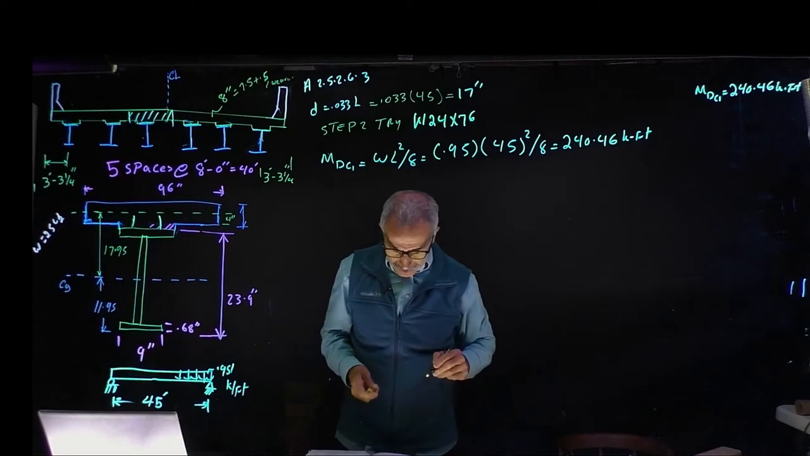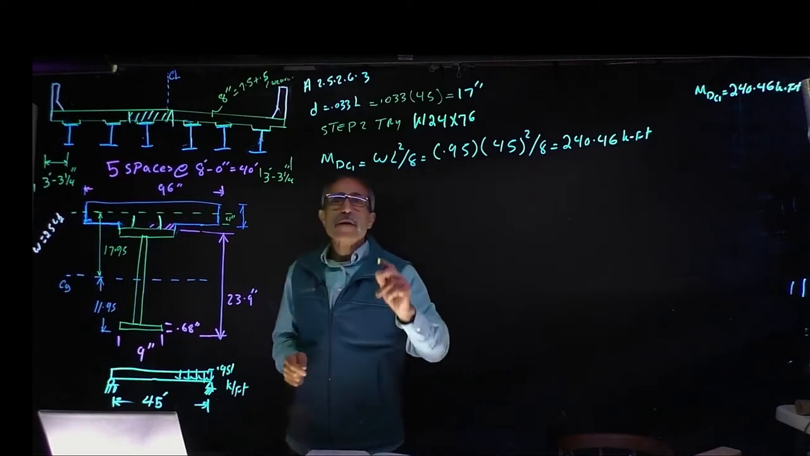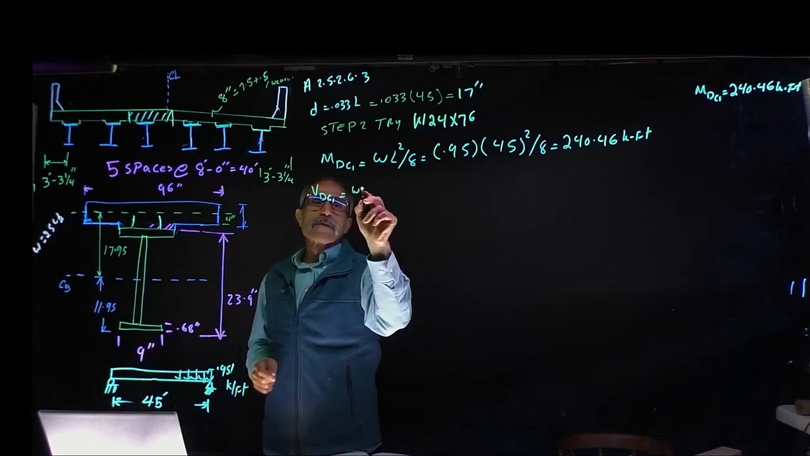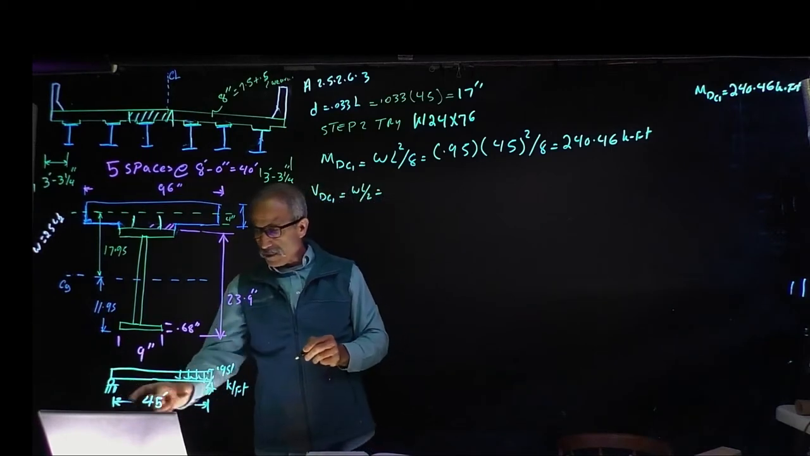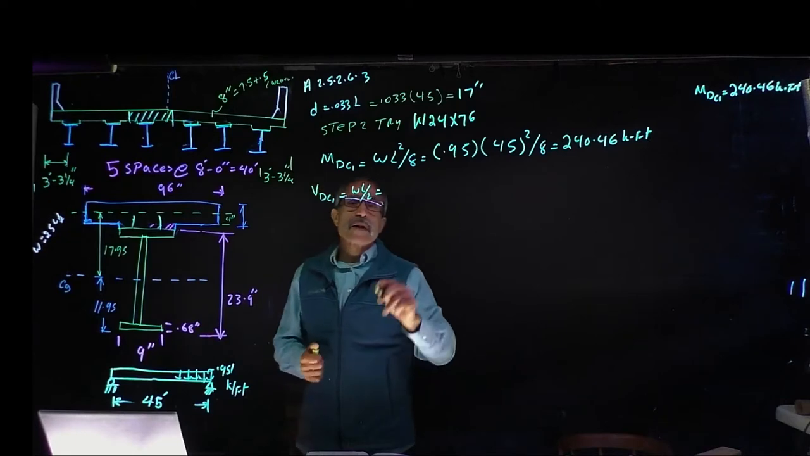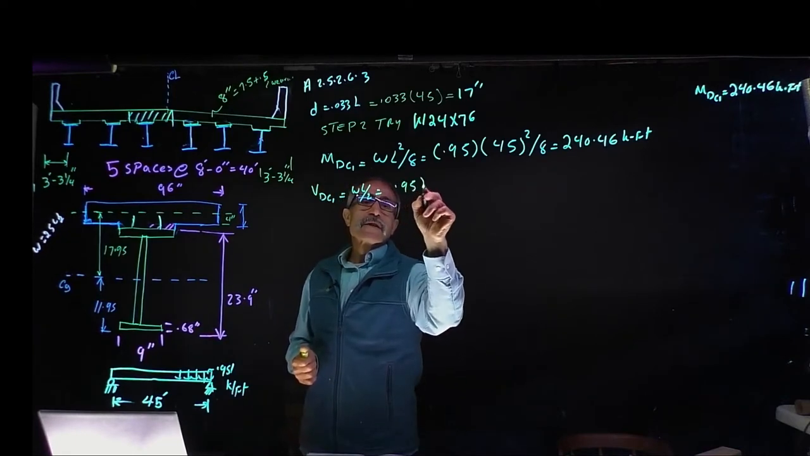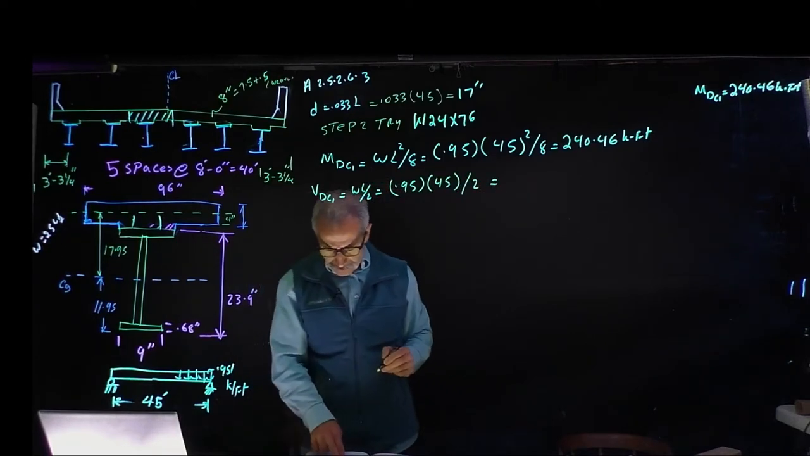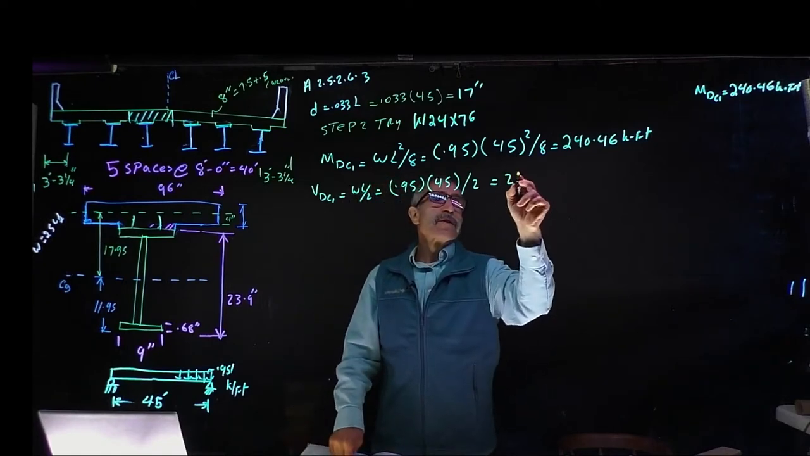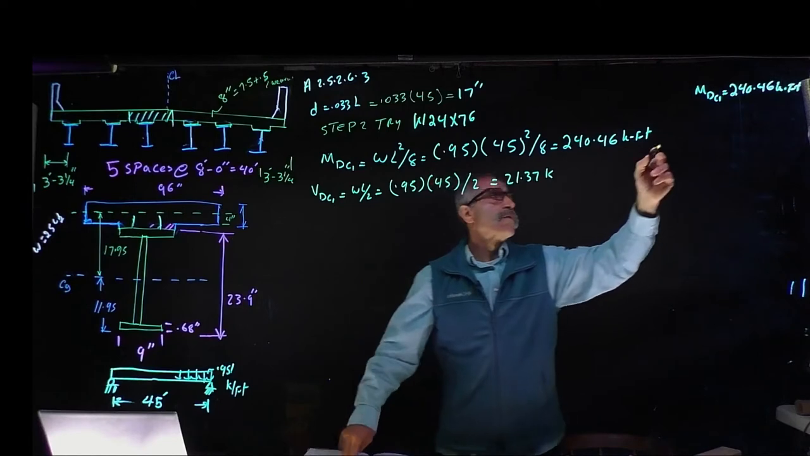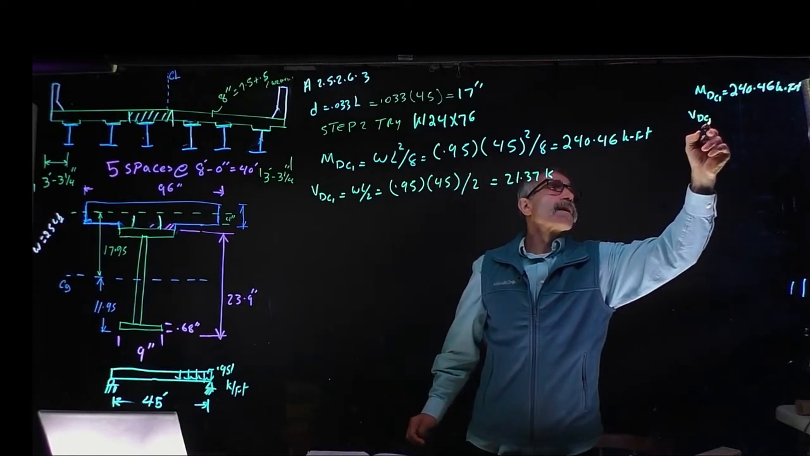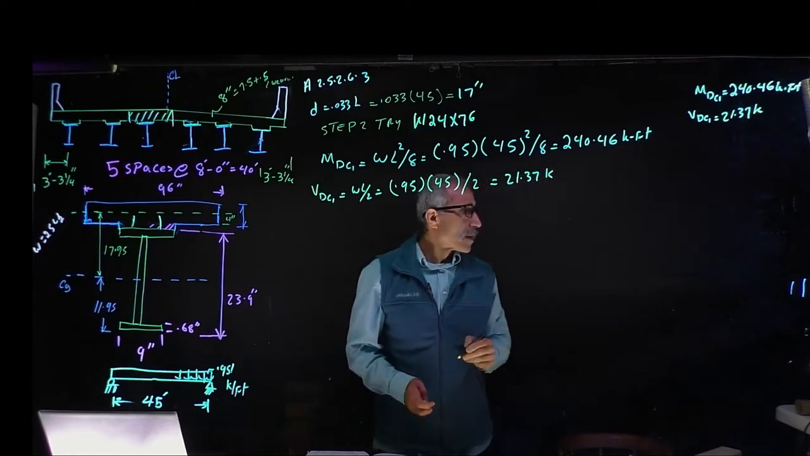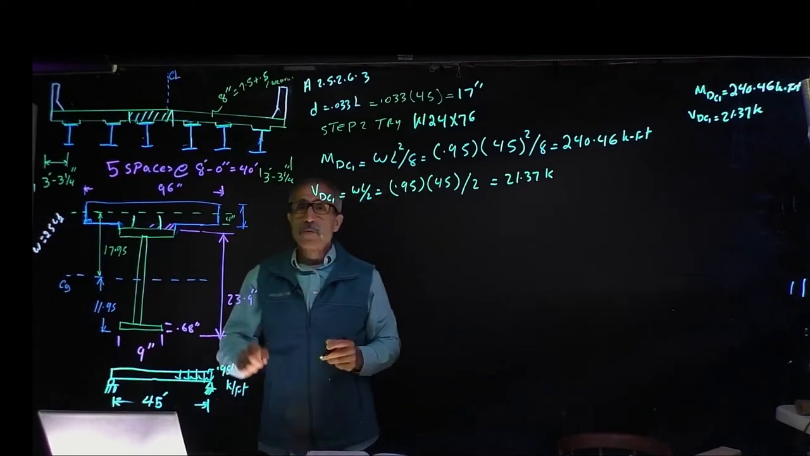Great. Okay. And the next one we're going to calculate is the shear, VDC1. That's WL divided by 2 for the reaction for this type of thing, from the beam formula. You know that, or from structural analysis. So W is 0.95 times 45, divided by 2, and I get 21.37 kip. So VDC1 comes out to 21.37 kip.